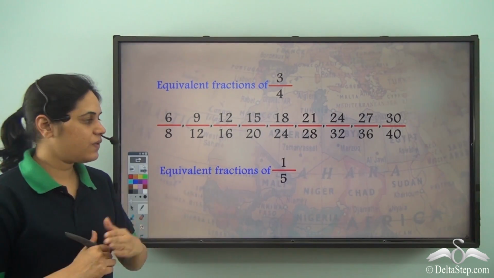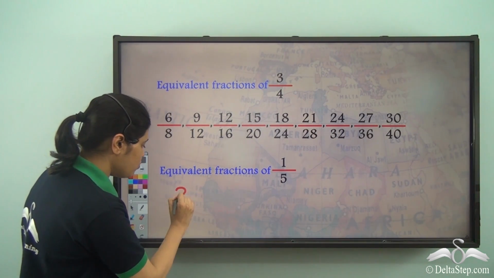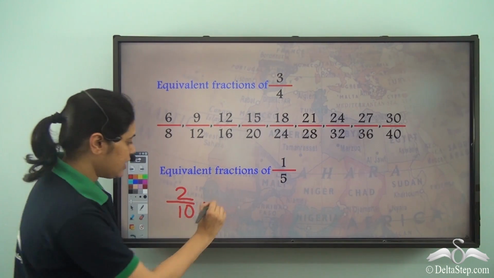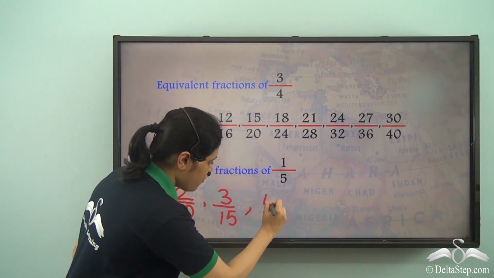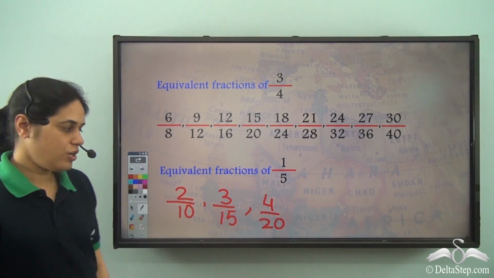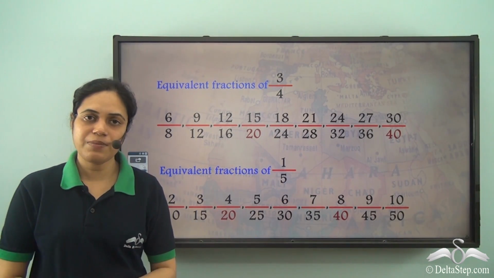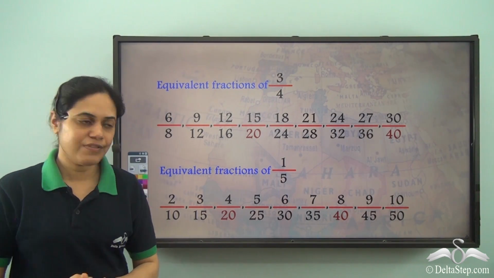Similarly, we can find the equivalent fractions of 1 by 5. So if I multiply by 2, I get 2 by 10. If I multiply by 3, I get 3 by 15. If I multiply by 4, I get 4 by 20. And so on. So these are all the equivalent fractions of 1 by 5. So each of these is equal to 1 by 5.